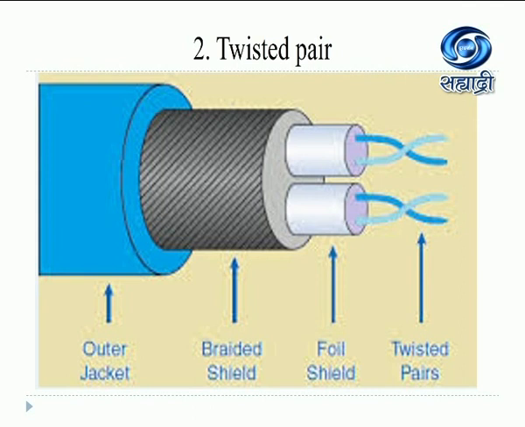So this is the representation of a twisted pair cable. It has a plastic outer jacket. Then it has an inner braided shield. Then we have 2 foil shields respectively for 2 wires. Then we have the actual twisted pairs of 2 cables. So here you can see a twist between these 2 cables.